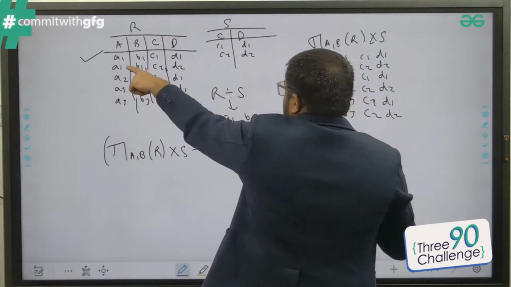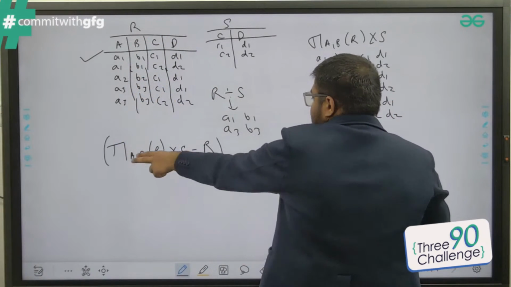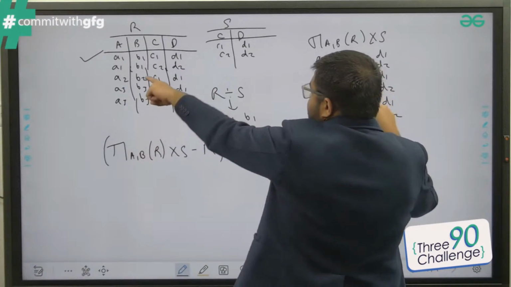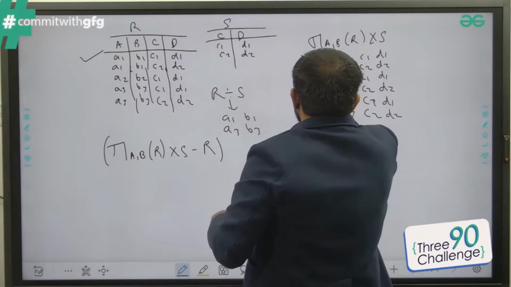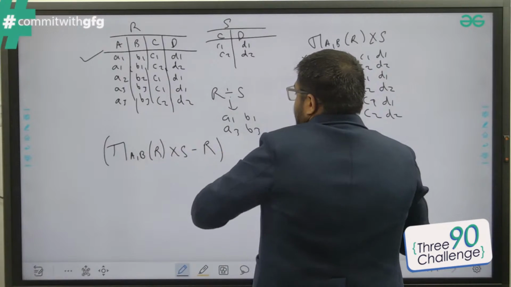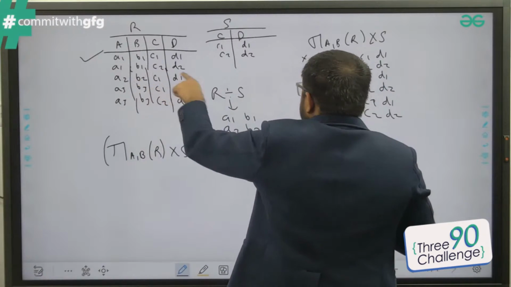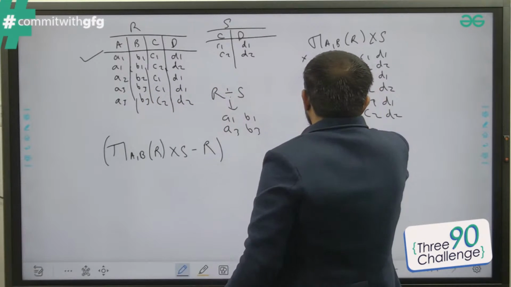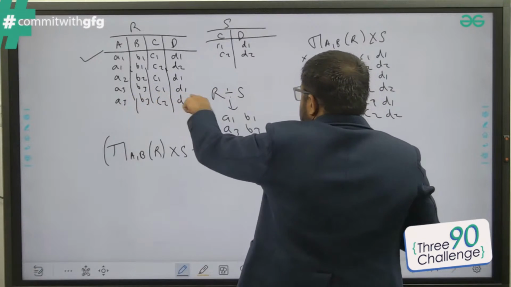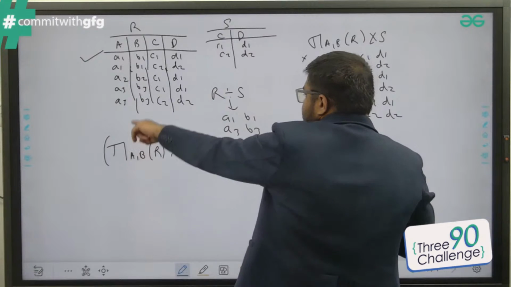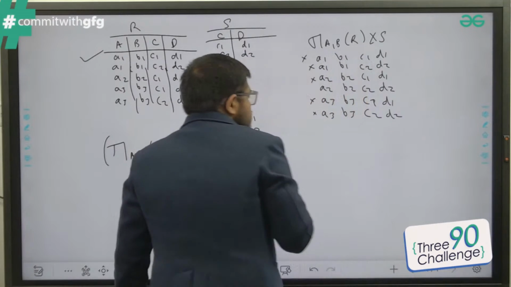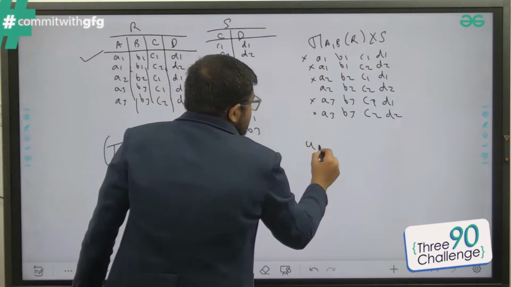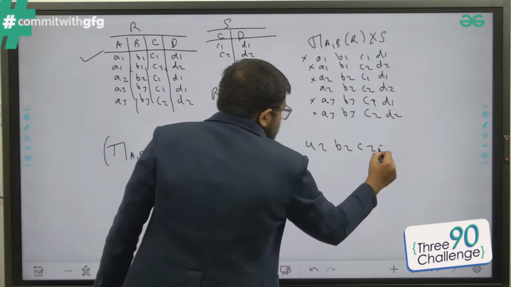Okay, so what is the meaning of subtraction? The values which are present here but not present here. Now, A1, B1, C1, D1, it is present here, so this will not be there in my whole expression. A1, B1, C2, D2, this will also not be present. The same goes for the A2, B2, C1, D1 and A3, B3 tuples. So in this, what I will get? I will get A2, B2, C2, D2.